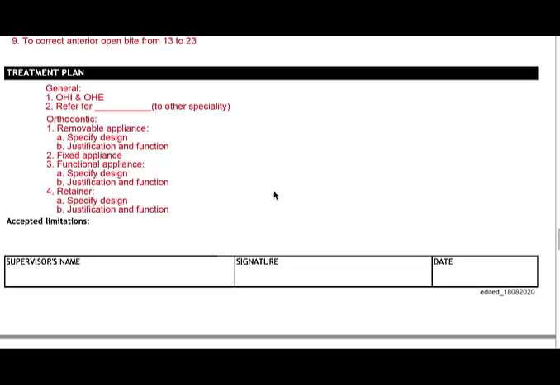Okay, so now we move on to the supervisor's name, signature, and date. This is a separate section by itself because we cannot stress enough the importance of getting your supervisor's signature on the same day that you're writing the plan. Maybe you can write their names down first here and get their signature on the same day that you're writing the treatment plan. Please do not wait for a few days or a week or months before you get their signature. And make sure you put the date on when this signature was done.